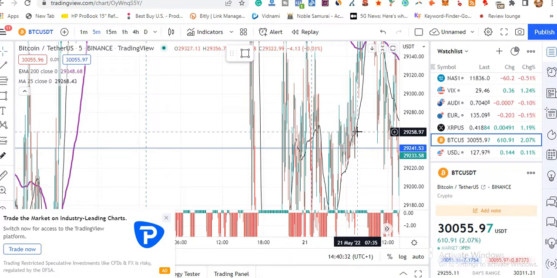Today I will be talking about how you can take trades using the Trendline strategy, and everything you need to know about Trendline.